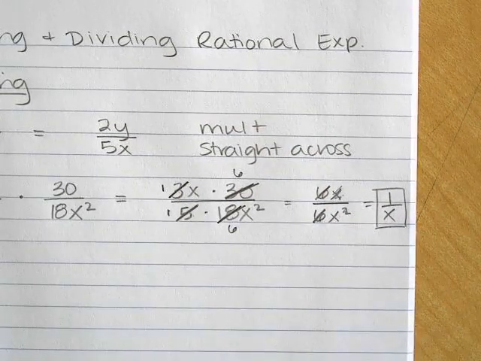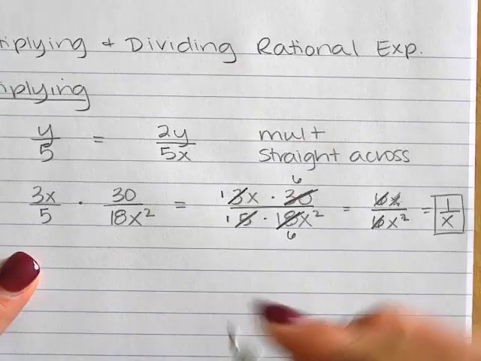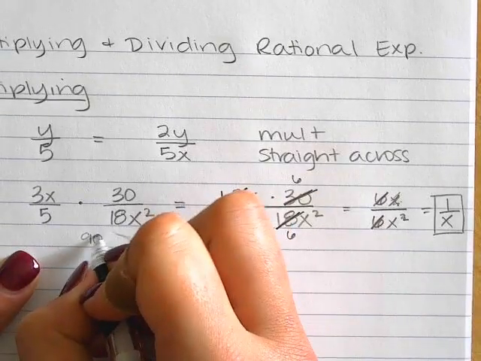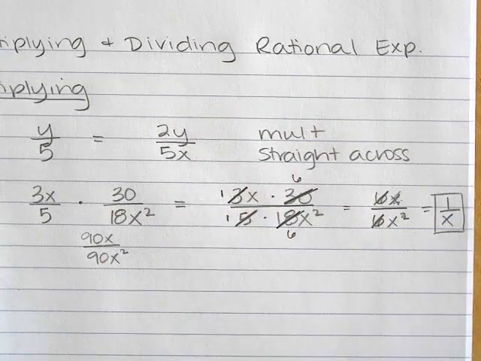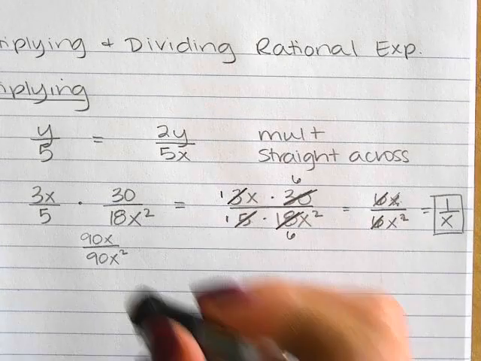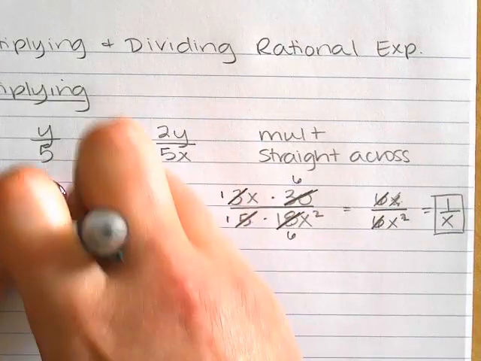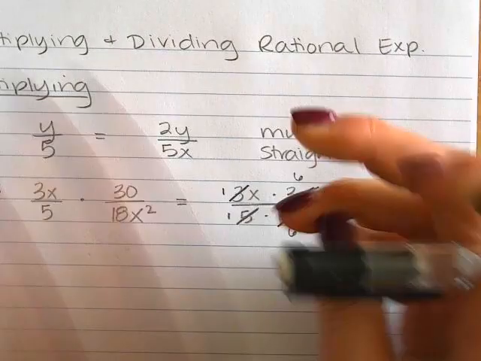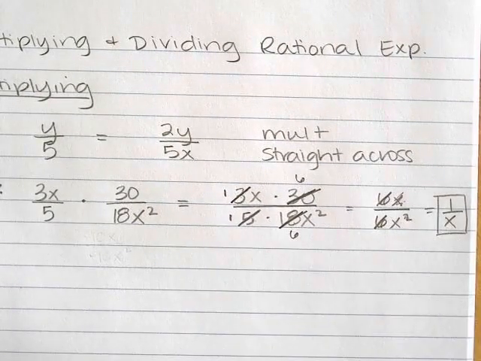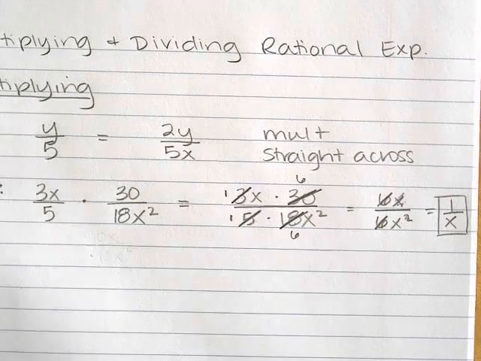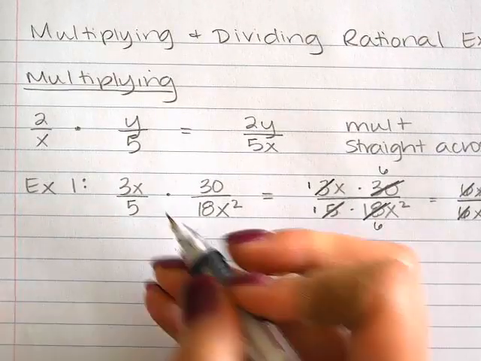Now you could have got that if you started at the very beginning, so this would have been 90x over 90x squared, and it just kind of depends on how comfortable you are with your numbers getting large like that. So I like to reduce as I go because then I get to deal with smaller numbers at the end. Doesn't matter, it's up to you. All right, let's do another example. So that was pretty easy.